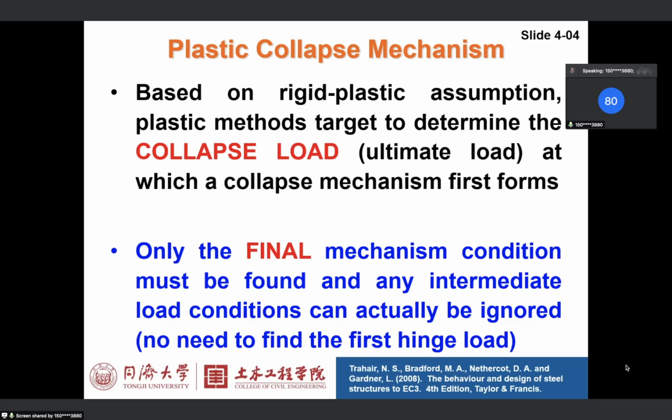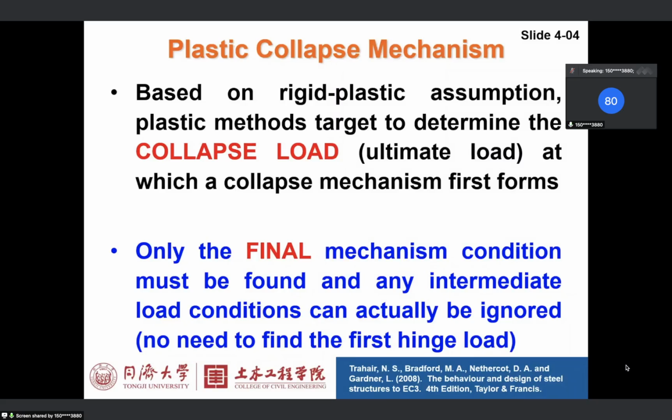Okay, so do you remember last week, what we did is we first found the first hinge load, P1? And then we got PC, and then we compared P1 and PC. Of course, PC must be larger than P1, right? That's what we did last week. But from today's class, you just need to find the PC.